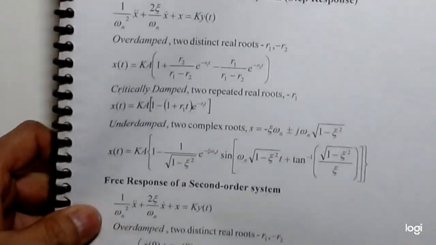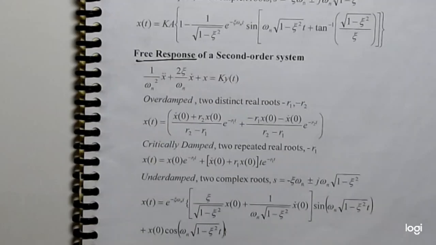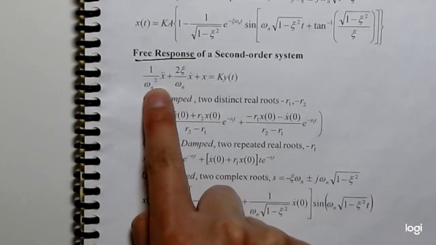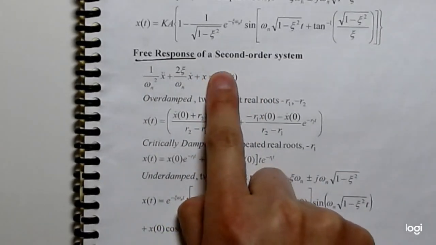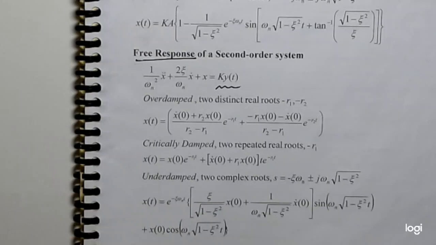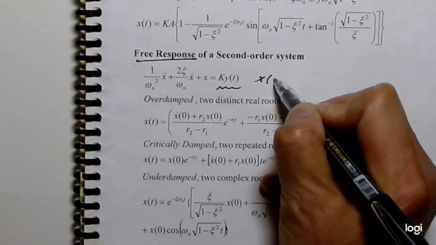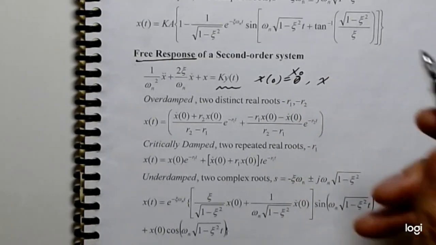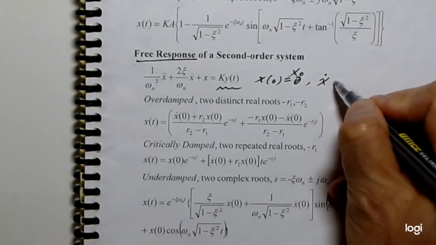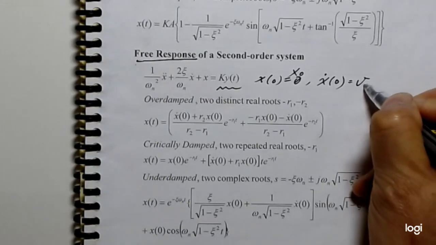In this formula sheet, I also give you the last one, the free response, in other words, the free response of a second order system. Again, if the governing differential equation is in this form, free response means there's no input. This term goes to 0, but you do have initial values. Since it's a second order system, you should have 2 initial values, x naught and x dot naught, or sometimes we say velocity naught.